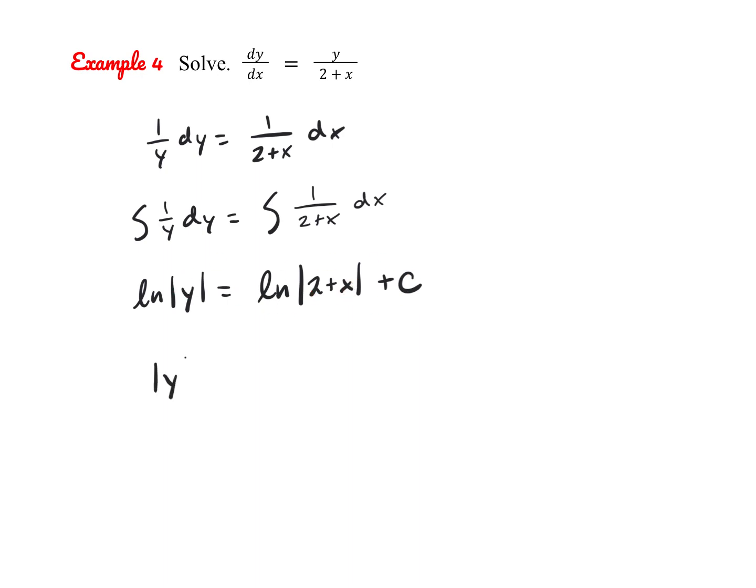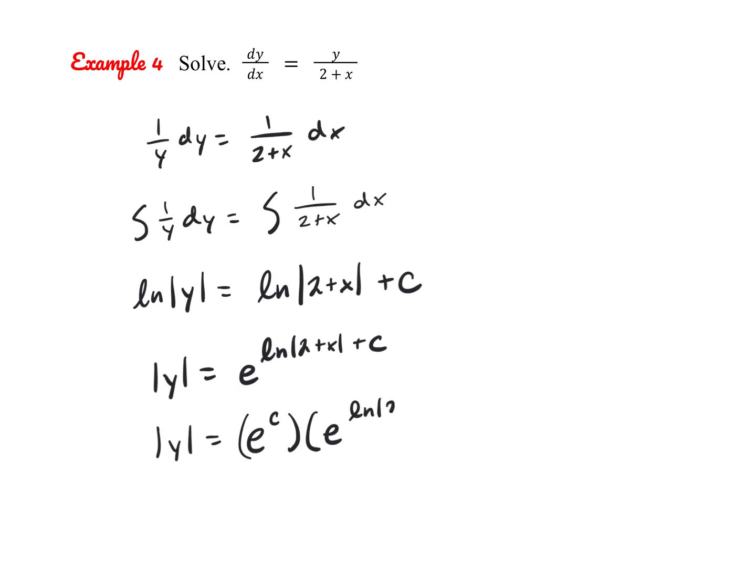So absolute value of y equals e to the power of natural log of the absolute value of 2 plus x, plus c. From here, we're just going to chip away at simplifying. So for this, I do want to be able to simplify this e to the natural log of absolute value of 2 plus x, but I do need to separate these two terms. So I can rewrite it like this: e to the power of c times e to the power of natural log of absolute value of 2 plus x.